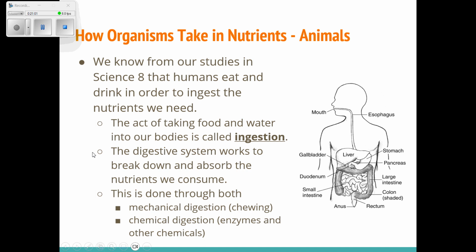Now let's talk about how we take in these nutrients through a process called ingestion. The act of taking in food and water is called ingestion. The digestive system works to break down and absorb the nutrients we consume. This is done through both mechanical digestion, mechanical meaning movement, and chemical digestion. So that's our enzymes and other chemicals such as stomach acid that break down our food.